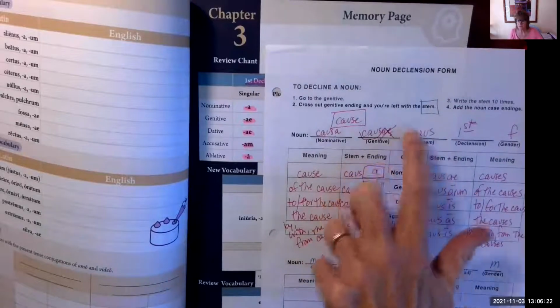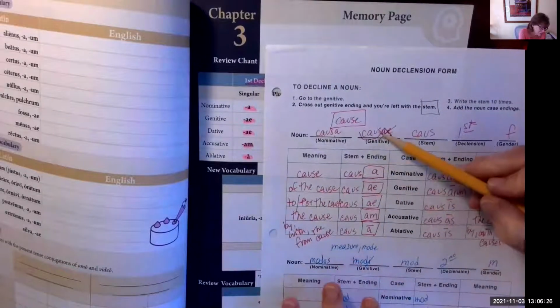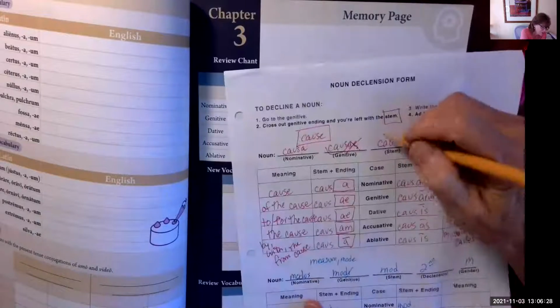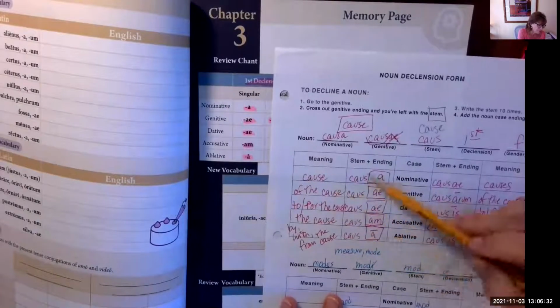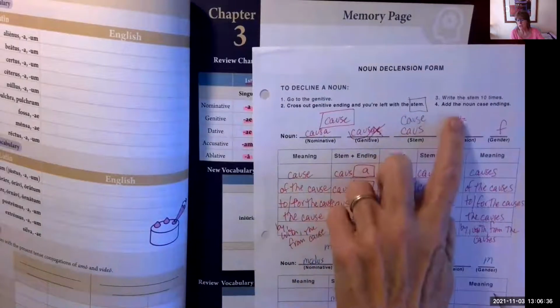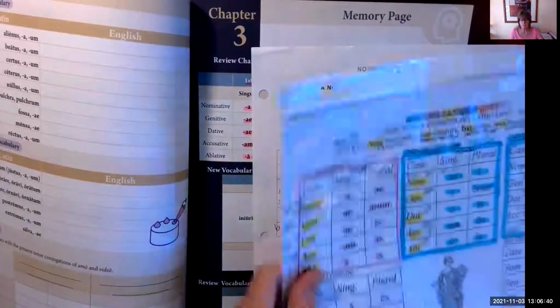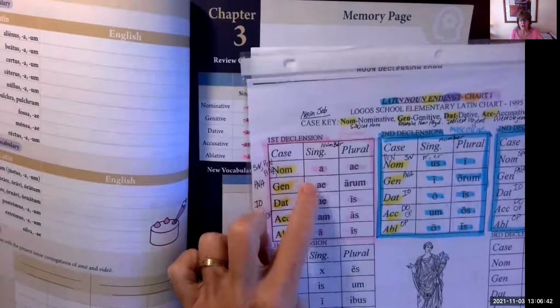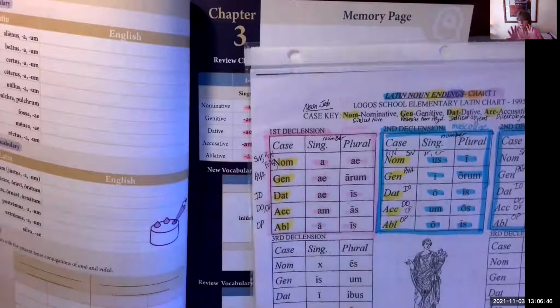What did I say Latin was all about? Stems and endings. Okay, so you're going to write the stem 10 times. So you're going to write C-A-U-S, which means cause, 10 times. 1, 2, 3, 4, 5, 6, 7, 8, 9, 10. And then you're going to add your noun case endings. Well, here they are. I, is, us, is. That's classical conversation. Use the tune to Bingo was his name.